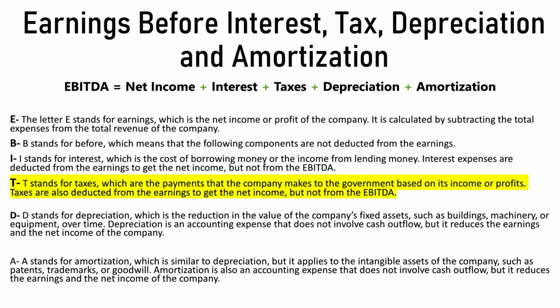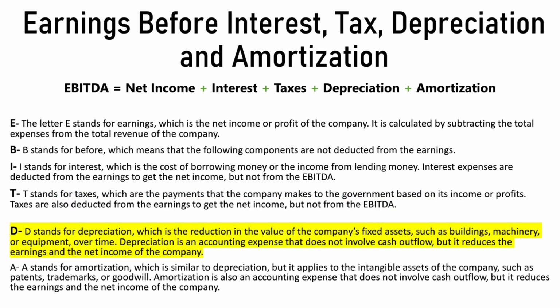T stands for taxes, which are the payments that the company makes to the government based on its income or profits. Taxes are also deducted from the earnings to get the net income, but not from the EBITDA. D stands for depreciation, which is the reduction in the value of the company's fixed assets, such as buildings, machinery, or equipment over time. Depreciation is an accounting expense that does not involve cash outflow, but it reduces the earnings and the net income of the company.